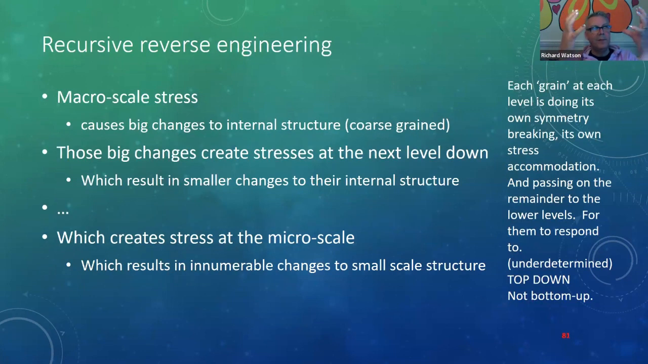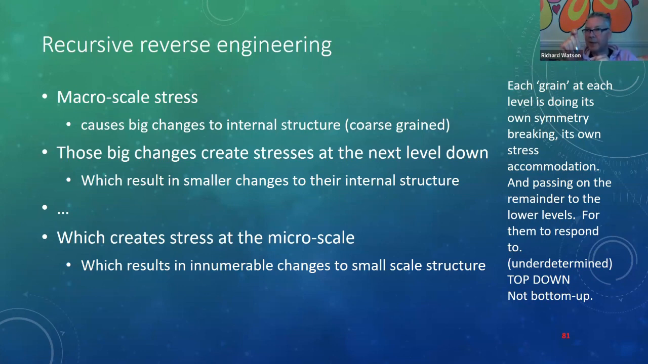Well, if we think about it as a recursive reverse engineering process, then macro-scale stress causes big changes to the internal structure of a system in a coarse-grained sort of way, like, this is going to move around that, and that's going to move around this. But those big changes are going to create stresses at the next level down: this organ is not usually in that position, this limb is not usually over there. And that creates stresses at the next level down. So now all the blood vessels and nerves need to accommodate to those changes, which results in smaller changes to their internal structure, and so on and so on, which creates stress down at the microscale, which results in innumerable changes to the small scale structure.